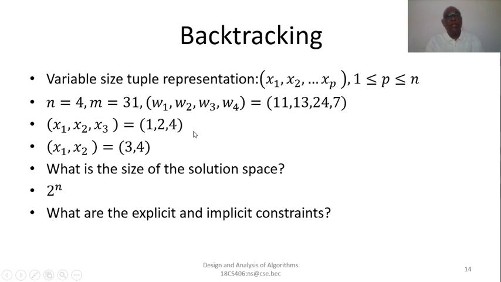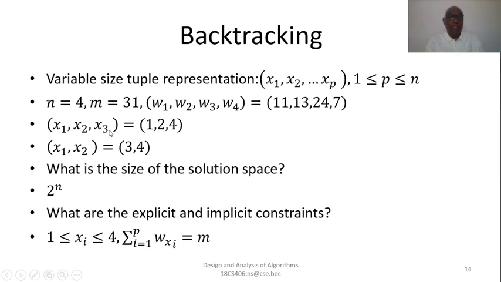So the implicit constraint is sigma i equal to 1 to p, because it's a variable size tuple, and there could be p values. So sigma i equal to 1 to p of w of xi, where xi is the suffix, should be equal to m. So that's what you see here. 1 less than or equal to xi less than or equal to 4 is the explicit constraint. And sigma i equal to 1 to p, where i equal to 1 to p represent the values that are present in the variable size tuple, w of xi is equal to m.